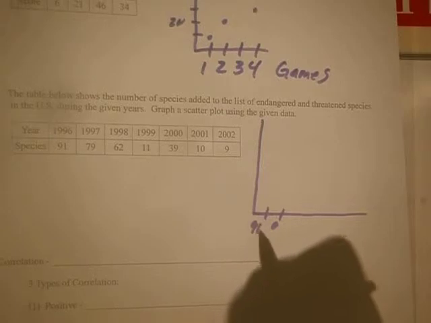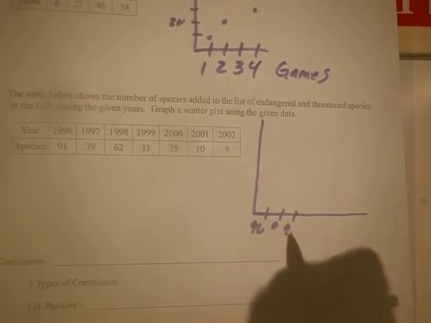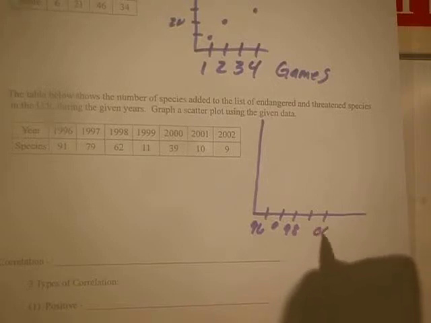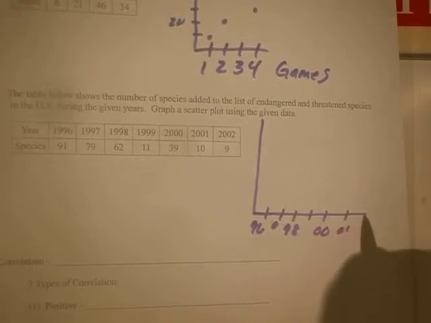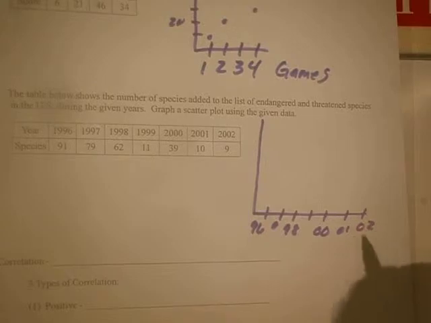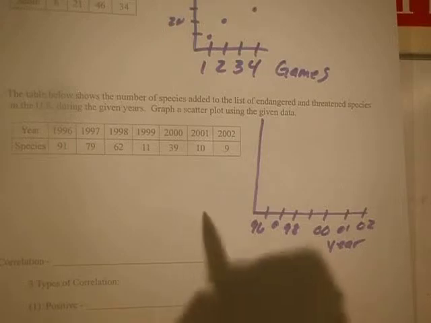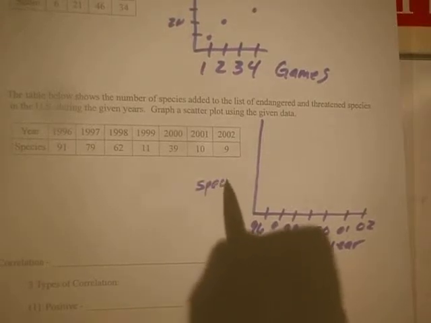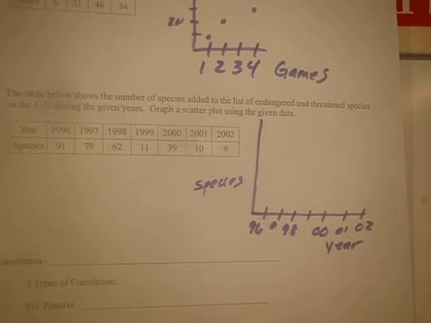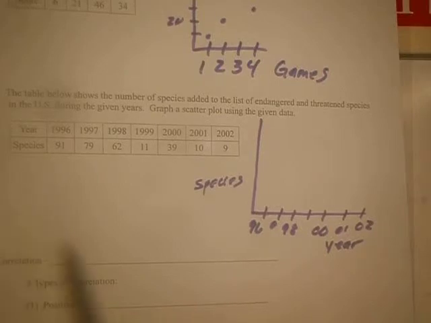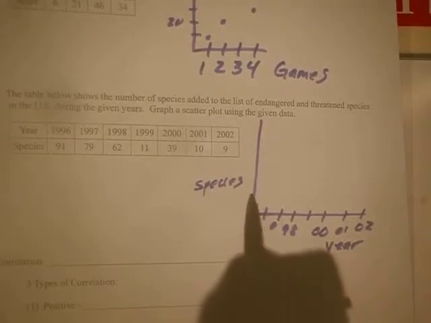1996, 97, 98, 99, 2000, 2001, and 2002. So that's the year across the bottom. And here it will be species. And up the left-hand side, we have to go up to just shy of 100. We have to go up to 91. So I'm going to go up by tens.